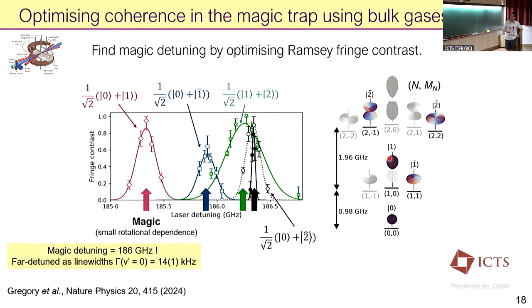So the magic wavelengths, of course, are where these peak. They do vary ever so slightly. We understand why, and I can tell you about that in a break if you're interested. But essentially, for any pair of states, we can dial the wavelength of the trap to be exactly magic.